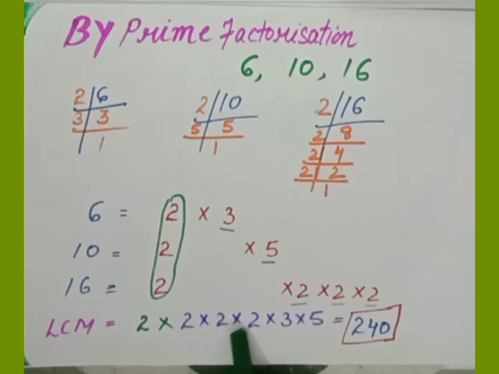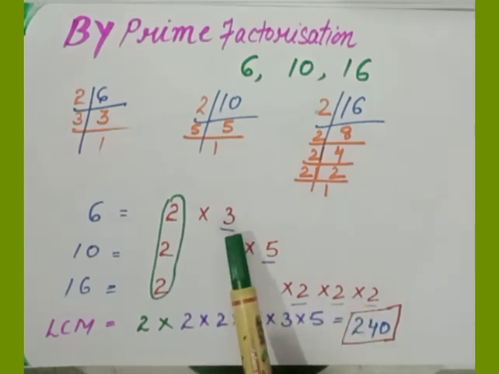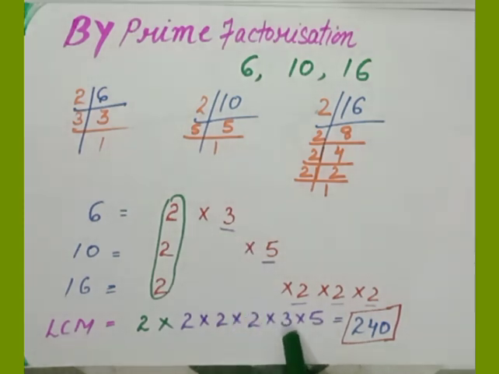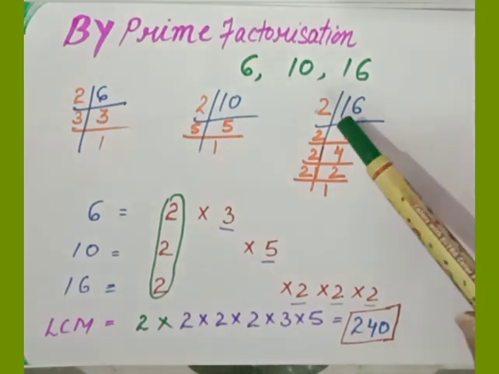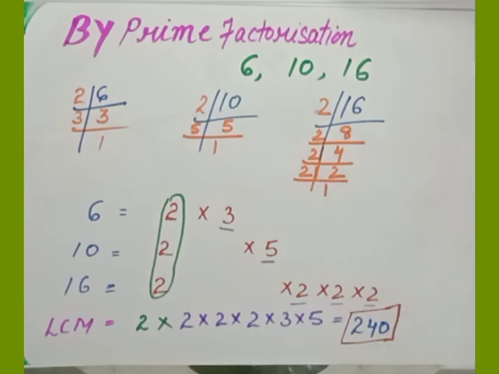2 multiply 2 multiply 2. These three 2s we will write, and this 3 also we will write over here, and this 5 is also not common and this also we will write. So we do the product of all the common factors and the factors which are not common, and what will we get? We will get the LCM of 6, 10 and 16 as 240.